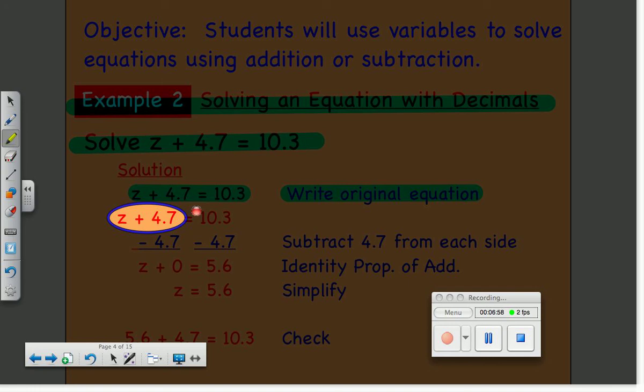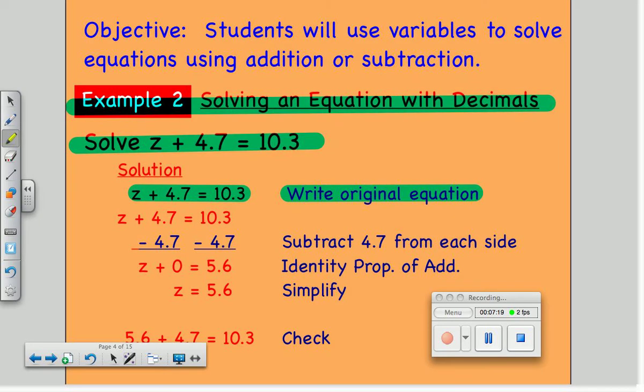How do I do that? I have to use the opposite of addition, or the inverse of addition, which is subtraction. How much do I subtract? Well, let's find out. How much am I adding? I'm adding 4 and 7/10. Well, then how much do I have to subtract? 4 and 7/10 is correct. So I subtract 4 and 7/10 from one side, then I have to subtract 4 and 7/10 from the other side. So I am going to subtract 4 and 7/10 from both sides of this equation.